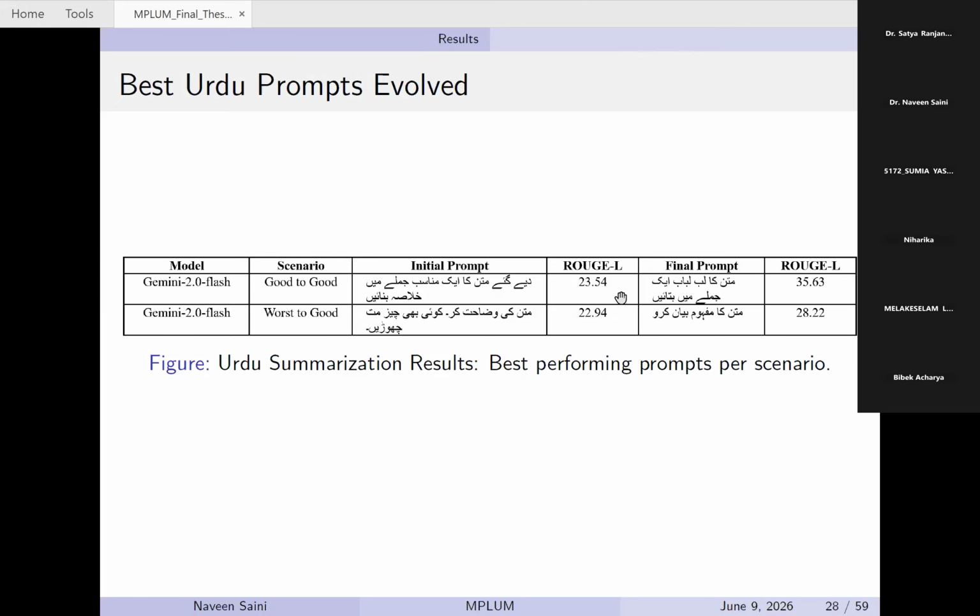The Rouge score was this one. Now the Rouge score was greatly improved by 35.663. In the worst to good case, the prompt was this one, and the Rouge score was this one. So this is greatly improved, an increase of 28.22. So in all the cases, worst to good, good to good, or multi good, the prompt is improved in terms of the summarization quality and the grammatical score.